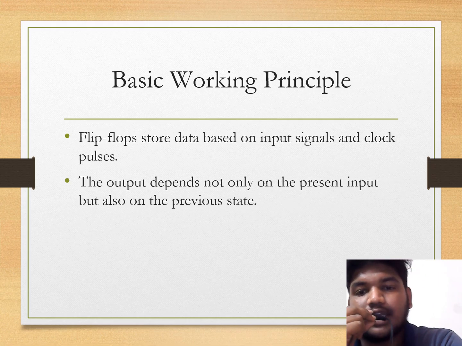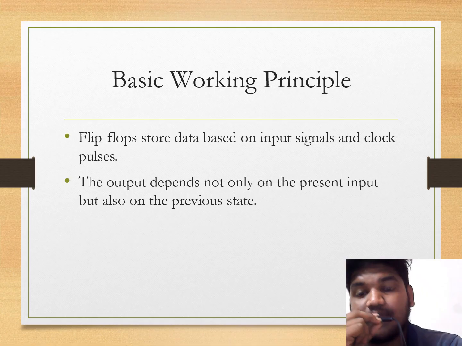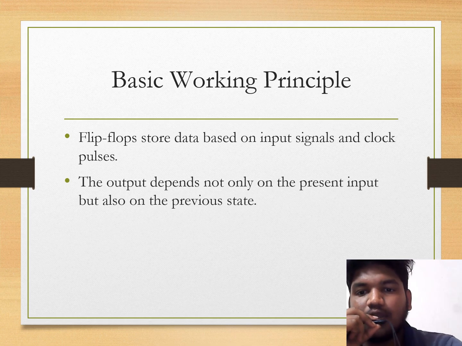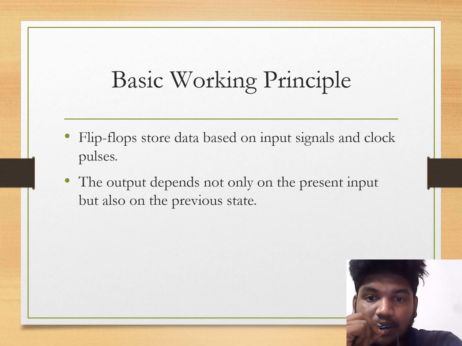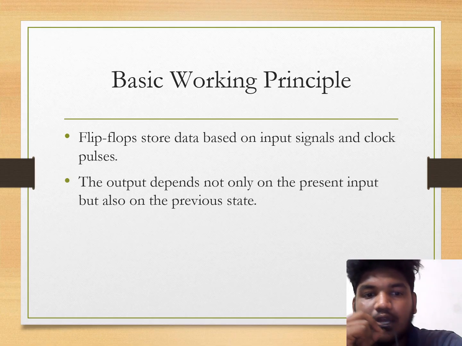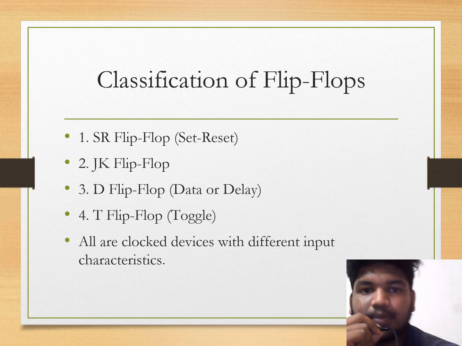Basic principle of flip-flop. A flip-flop stores the data using the input signal and clock signal pulses. The output depends on the present input, but also on the previous state. The output means we have the next state output. Now the output depends upon the input and the present state. Depending on both of these, the output comes from the flip-flop. And the clock is also important for the flip-flop. When the clock is high, the flip-flop will be on, and when the clock is low, the flip-flop is not on. This is the basic thing we should learn about flip-flops.